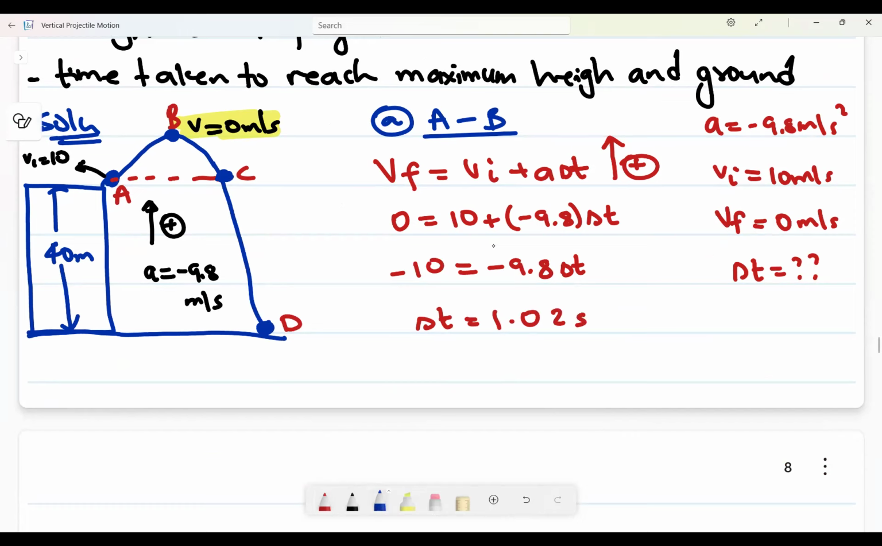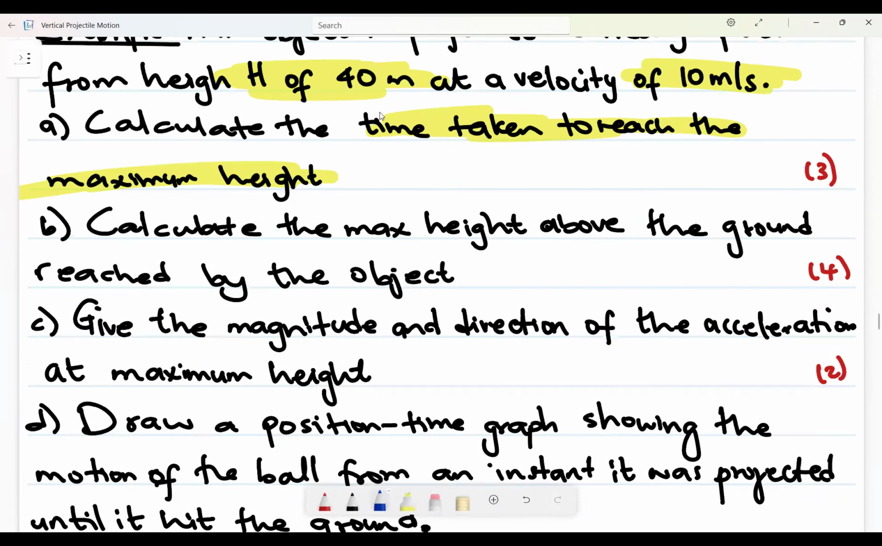The maximum height. So where is your mark? Your first mark is writing your formula. The second mark is substitution of everything. Your final mark is your answer. So this is the time taken for us to reach the what?